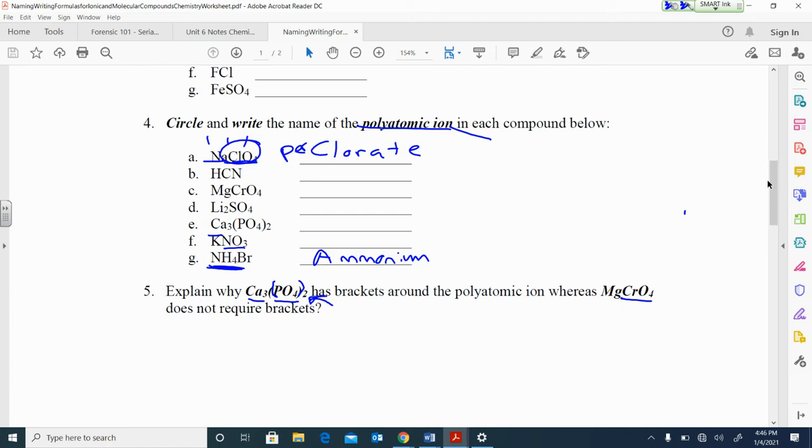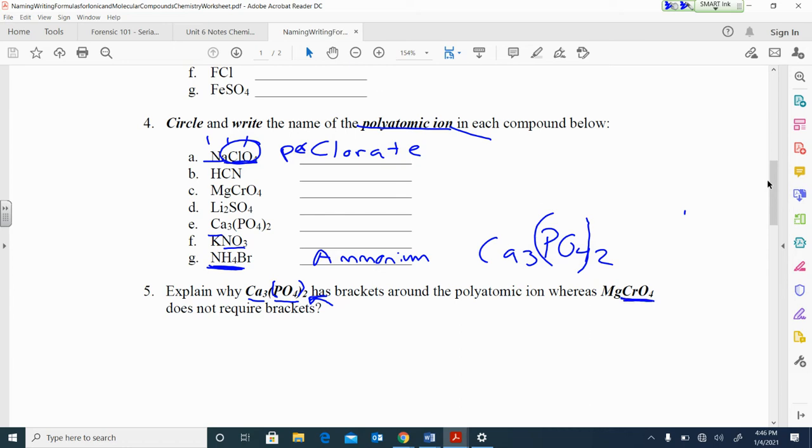So I need two PO4s. If I didn't have those parentheses around it, it would look like Ca3PO42. It would look like I want 42 oxygens. I don't want 42 oxygens. I want two phosphates. That's what balances my compound. So that's the reason why I need the brackets.